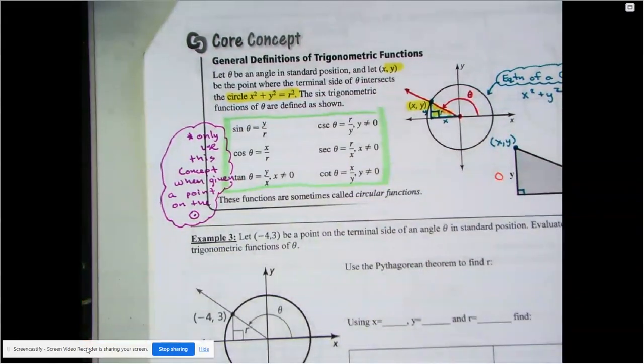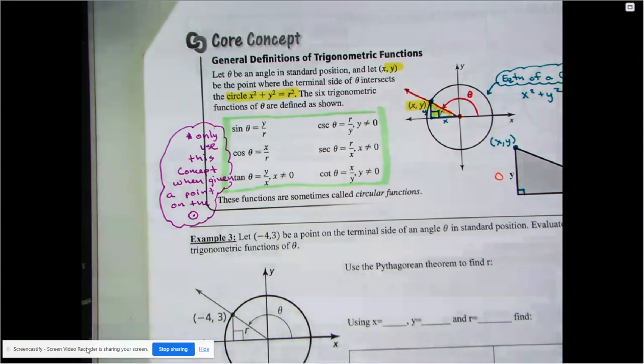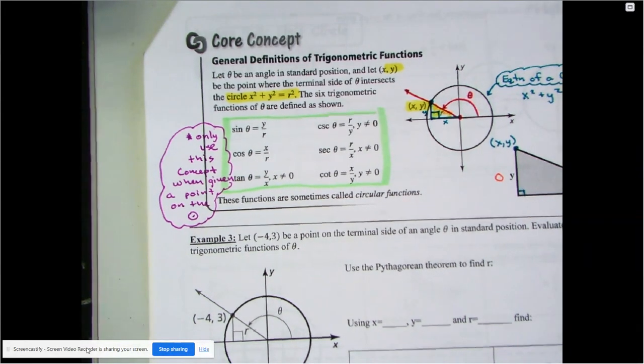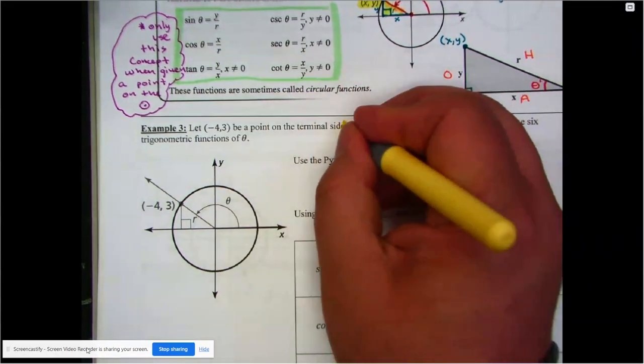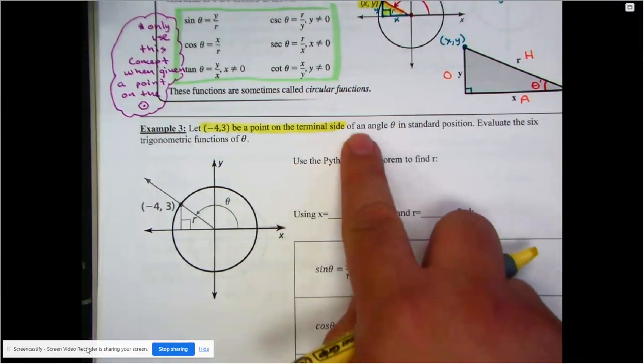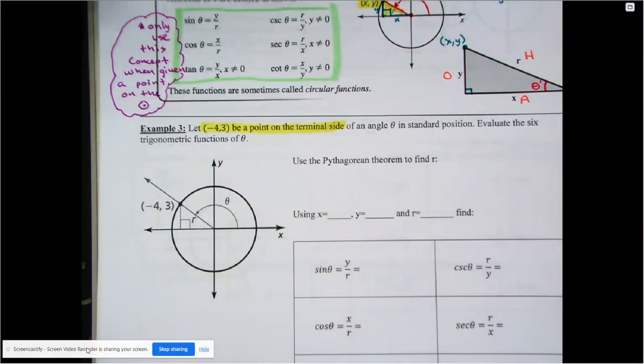But this idea that we're doing here, the idea is if they give you a point on the circle that they want us to work with, we're going to create a triangle out of it. We're going to turn it into something we already know. So, again, catch up with the writing. Now, here's the example. So here they already drew it for us. If they don't draw it, we could draw our own, of course. Okay? So it says, let the point -4, 3 be a point on the terminal side of angle theta in standard position. Then they said, evaluate the 6 trig functions. Perfect.